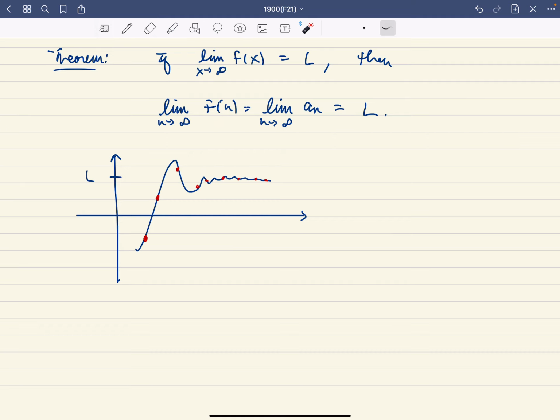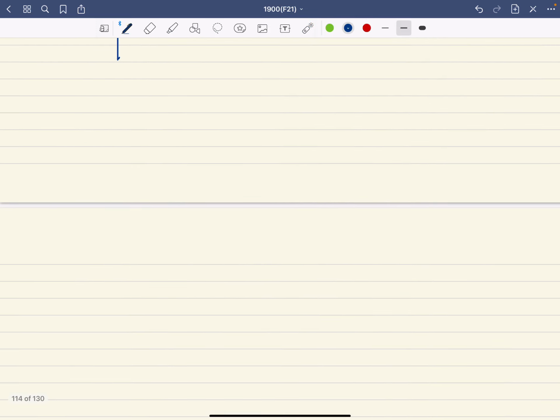Okay, so since this is true for all x values, it must also be true for the integers. And so that's the basic theorem here. The reason why that's useful is that there is no L'Hopital's rule for sequences. If I were to look at the limit of, say, sine of n over n, you can't apply it.